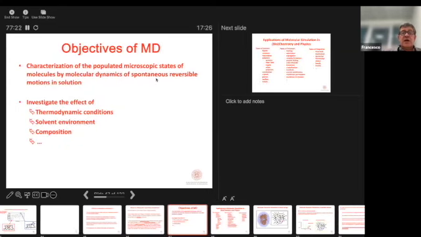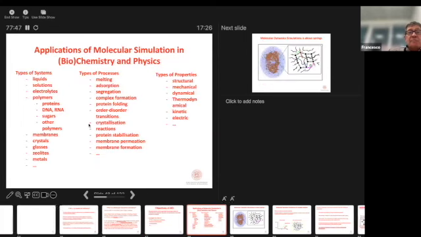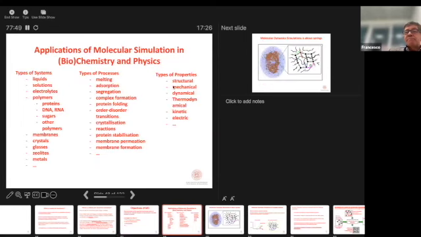Now, what are the objectives of molecular dynamics? Well, the objectives of molecular dynamics are to approach the thermodynamic conditions, to introduce new degrees of freedom, typically the solvent environment, and to vary greatly the composition. So to make the thing more and more complicated. And the applications are enormous.